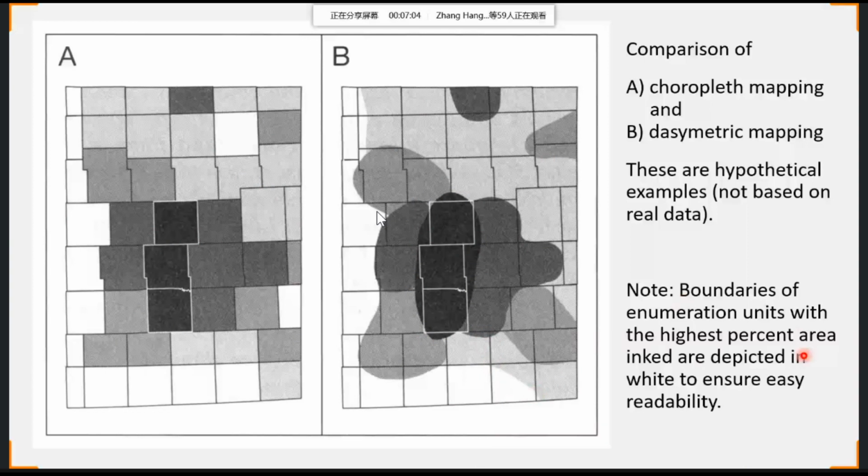The boundaries of enumeration units with the highest percent area inked are depicted in white to ensure easy readability. This is just if you wonder why we have white boundaries here. It's just because they would be nearly black like the color within, and then you wouldn't be able to see these boundaries. So that's the only reason for that. So this is the idea of dasymetric mapping.